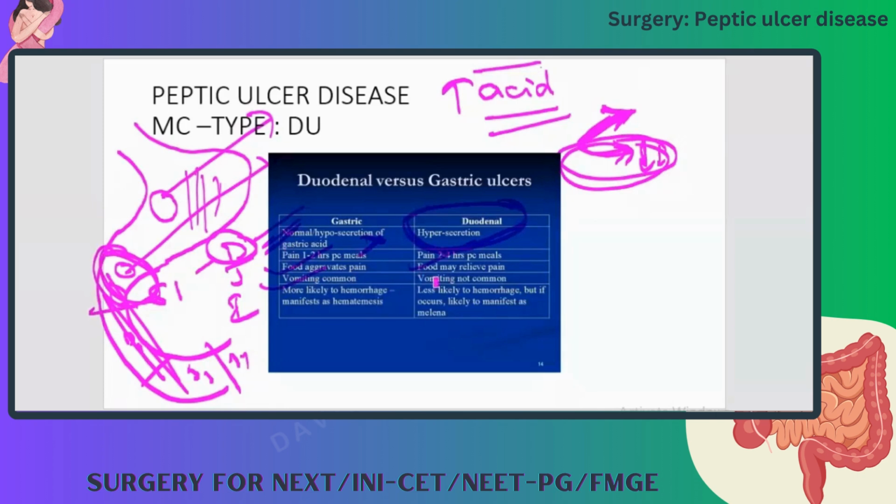In duodenal ulcer, vomiting is not common. Gastric ulcers more likely present as hematemesis. What is hematemesis? Blood in vomit. But if a duodenal ulcer bleeds, it will not come outside, because of the pylorus here and the gastroesophageal junction here. It will manifest as melena. Is melena an upper GI bleed or a lower GI bleed? Melena is an upper GI bleed only.